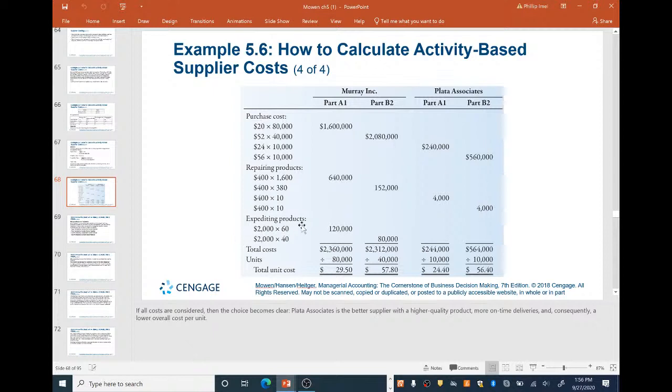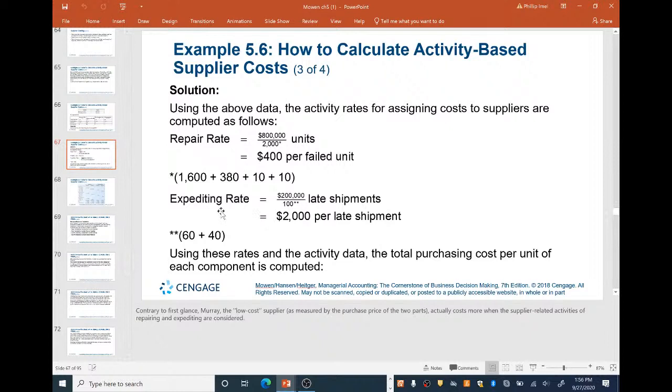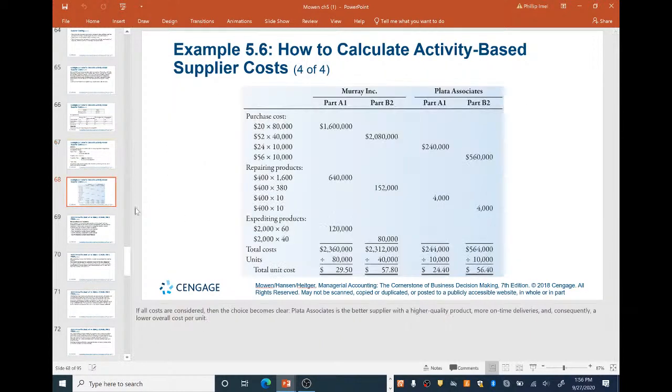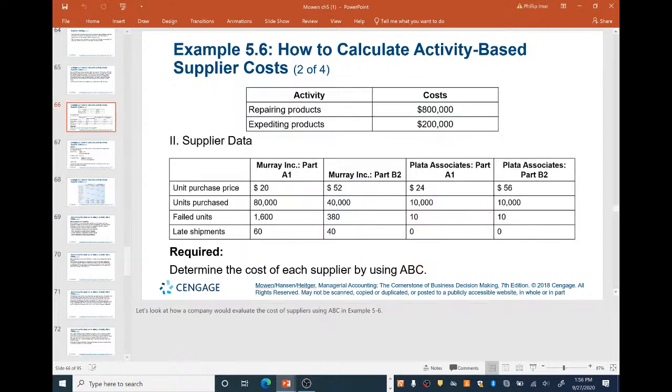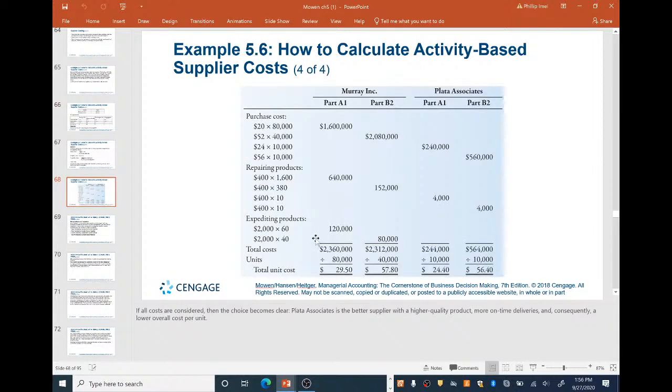In the expediting products, the 2,000 came from our expediting rate that we found right here, 2,000 per late shipment. And then the 60 and the 40, once again, just came from the late shipments right here. In this case, only Murray was late. And once again, you just multiply it out.